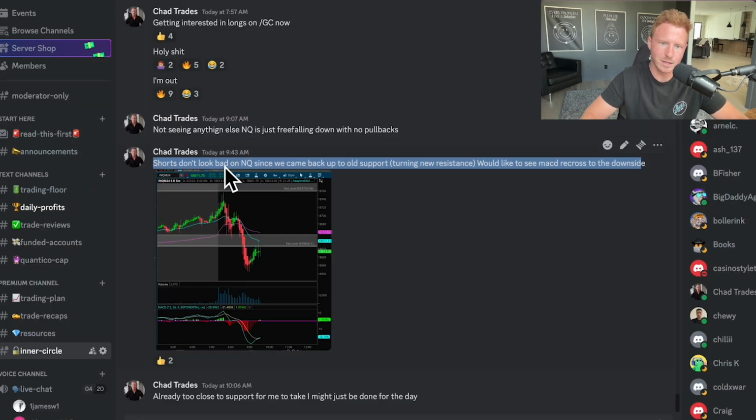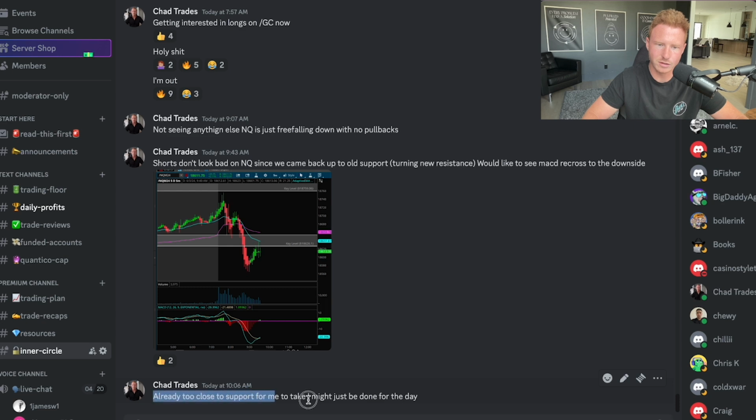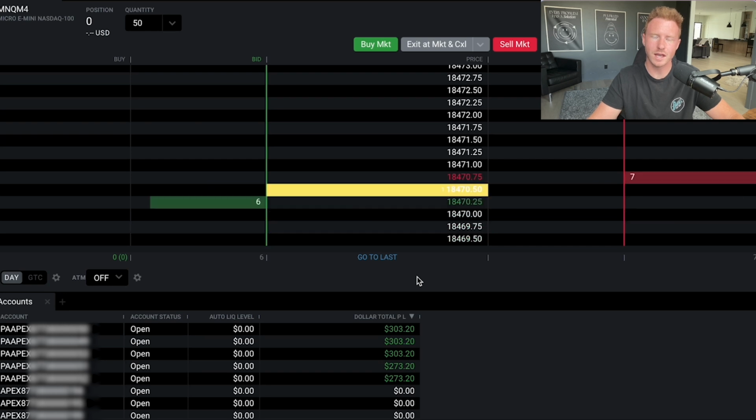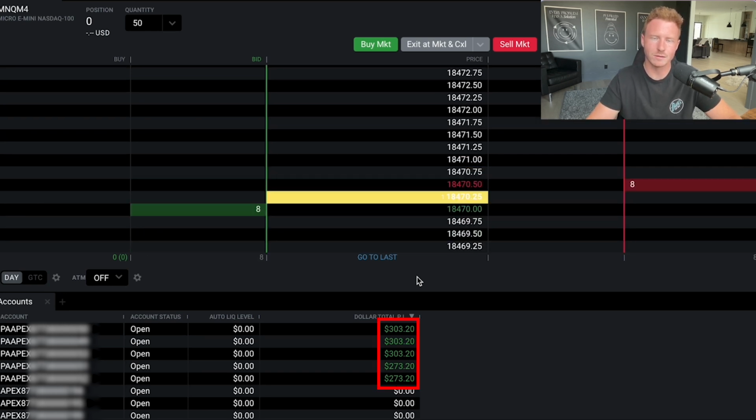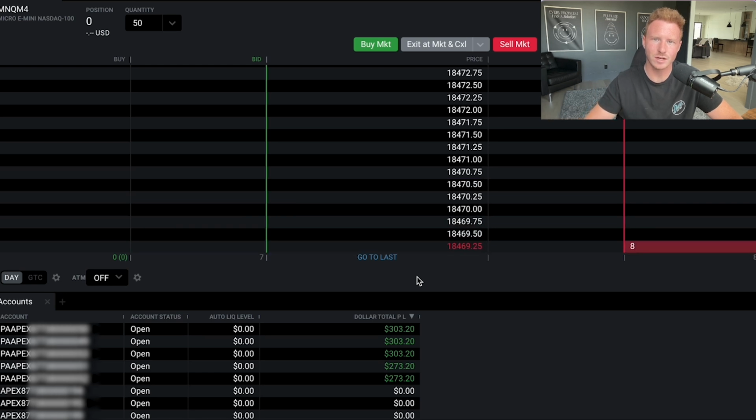As you can see, I basically talked about it, but I said already too close to support for me to take. I might just be done for the day. That was at 10:06 my time. So anyways, guys, that was my trade for the day. Either way, I'm happy to walk away green for the first trading day of the month. I hope you guys had a good trading day as well.